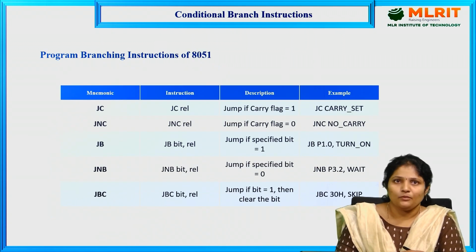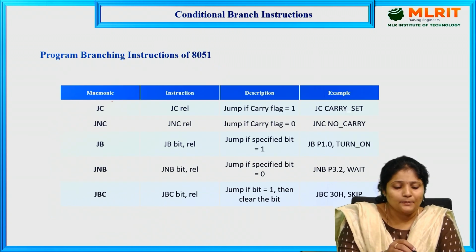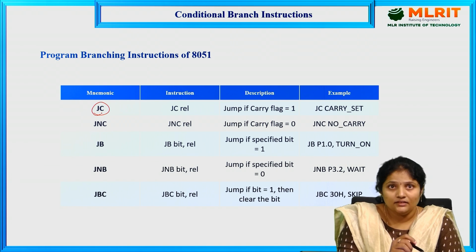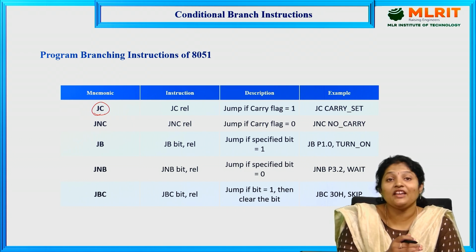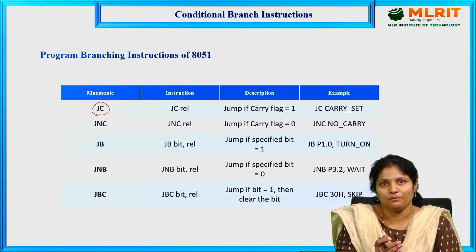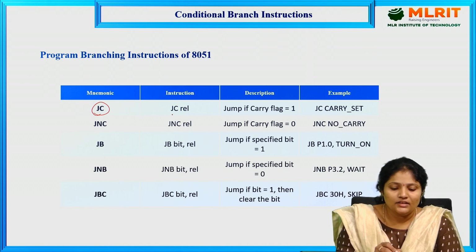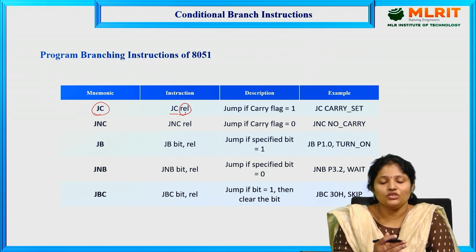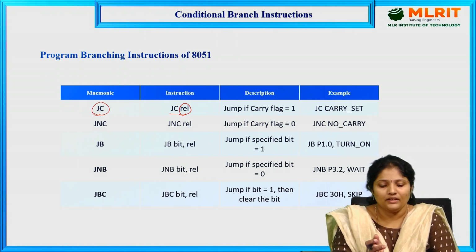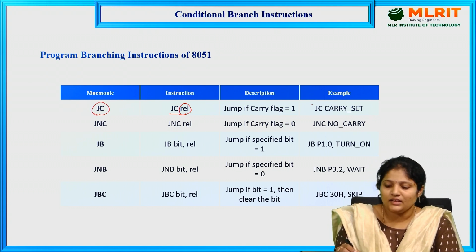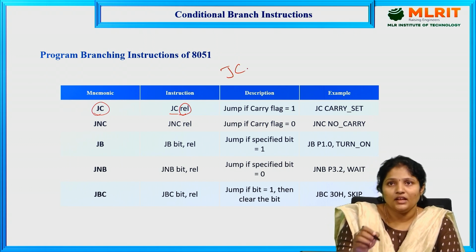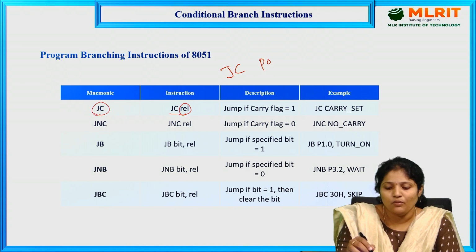Coming to some of the other examples, JC. This also comes under the bit manipulation instructions. Here we are using a single bit, JC, jump if carry. So if carry is there, then only jump. The instruction is JC, relative address, jump to this particular location or label. Let's take one example.